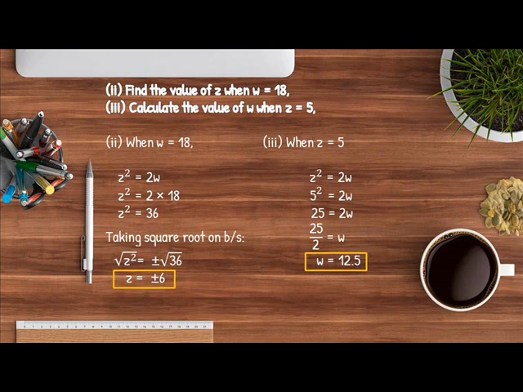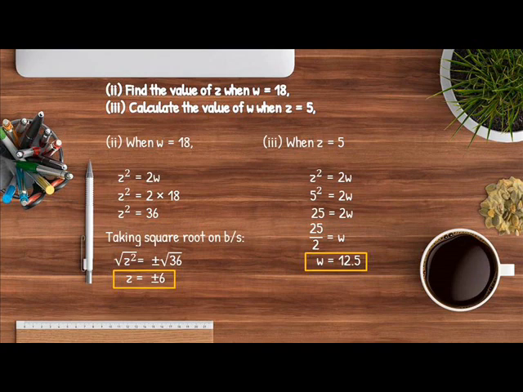The second part, we are required to find the value of z when w equals 18. Well, we will make use of the equation that we have just formed to find the unknown value. The equation is z square equals 2w, and after substituting the value of w into the equation, we have z square equals 2 into 18.